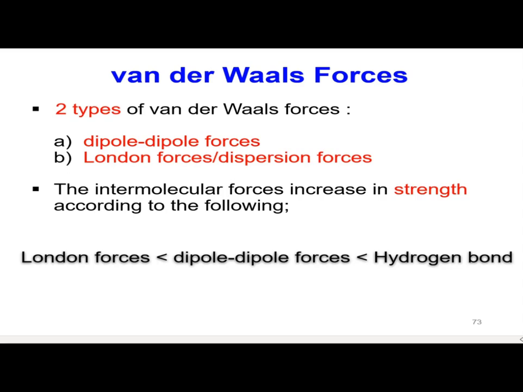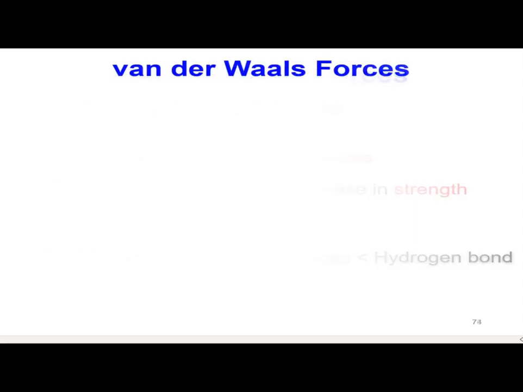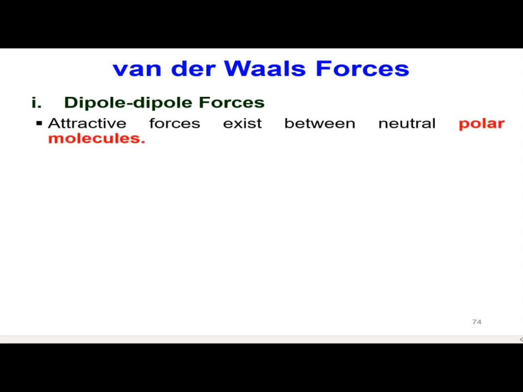Let's take a look at the first type of van der Waals forces, which is dipole-dipole forces. Dipole-dipole forces is the attractive forces that exist between neutral polar molecules. As you have learned in subtopic 4.2, polar molecule is a molecule with uneven distribution of electron, meaning that a polar molecule has two distinctive charges at each end of the molecule due to the difference in electronegativity between bonded atoms that made up the molecule.